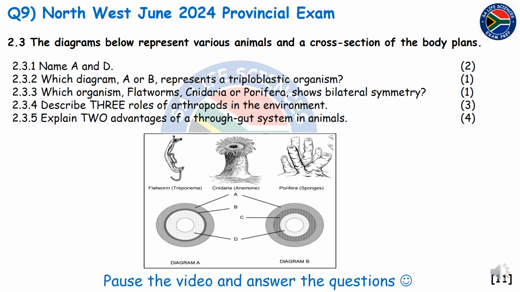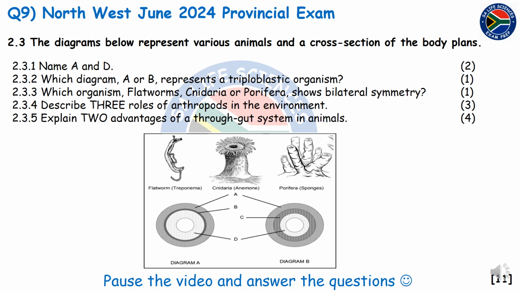The diagram below represents various animals and a cross-section of their body plans. So the first image is that of a flatworm. Flatworms belong to the phylum Platyhelminthes. The second is of a sea anemone, and they belong to the cnidaria phylum. The third is a sea sponge, and they belong to the porifera phylum.